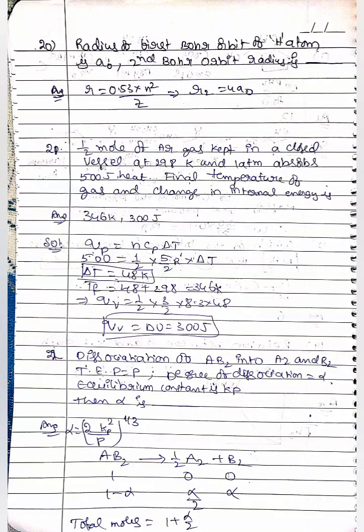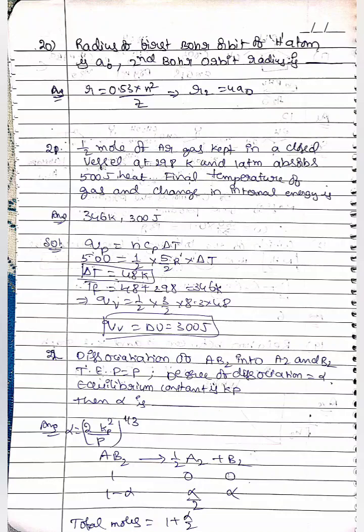Next one, half mole of argon gas is kept in a closed vessel at 298 Kelvin and 1 atmosphere, absorbs 500 joules of heat. Final temperature of the gas and change in internal energy they asked. This is based on the formula Qp is equal to n into Cp into delta T, where Cp is equal to 5 by 2 into R. So by substituting all the values we get the internal energy change as 300 joules.